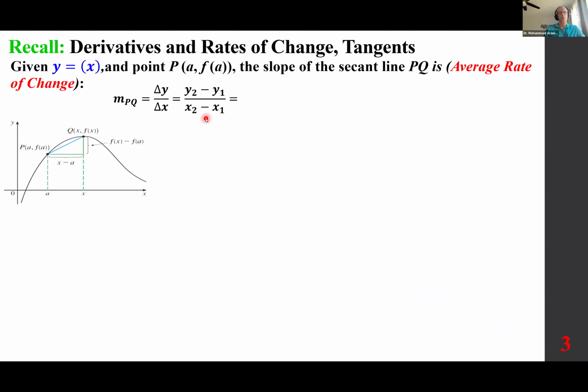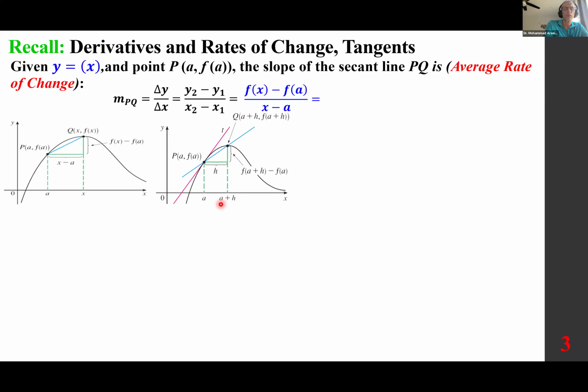over x sub 2 minus x sub 1. If we look at this one, the way it's given, f of x minus f of a over x minus a. If we look at this format, and this is a, and the distance h is the run, we get to a plus h, then this point has coordinates a plus h and f of a plus h. We get f of a plus h minus f of a over h. And let's say this is b, therefore this is f of b minus f of a over b minus a. All of them refer to the same thing.